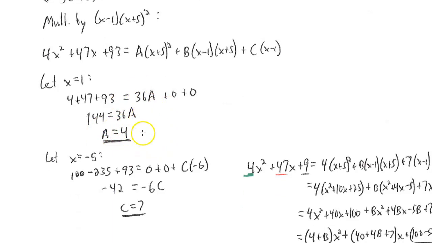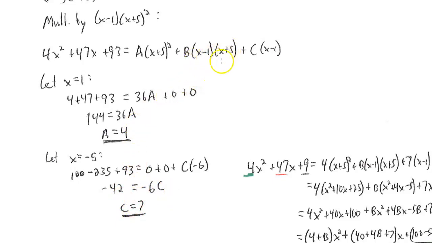Okay, now if we let x be negative 5, notice what's going to happen is we'll get a times 0, and this will still be b times 0, because plug in negative 5 here and here, this one becomes 0. But we'll have c times negative 6, right? Negative 5 minus 1. So we have negative 6c equals, well, if we put negative 5 in on the left side, it turns out we get this, and we end up getting negative 6c equals negative 42, so c is 7.